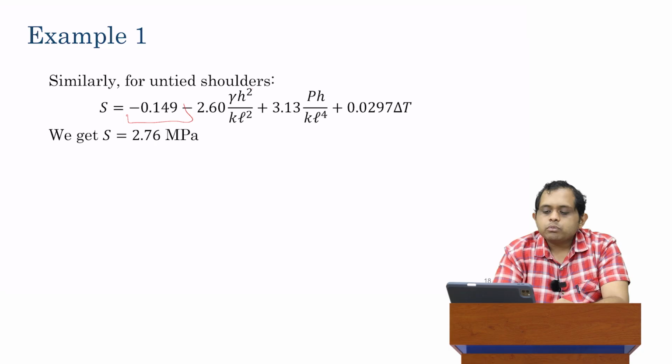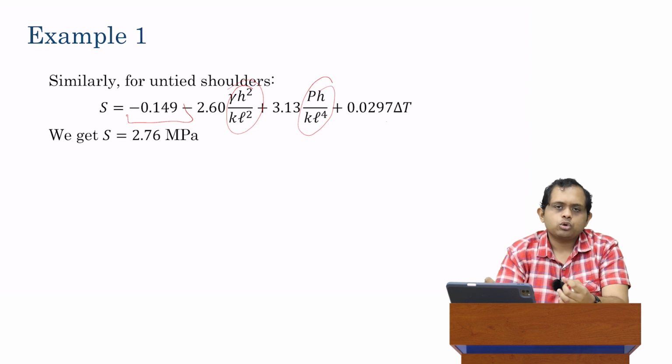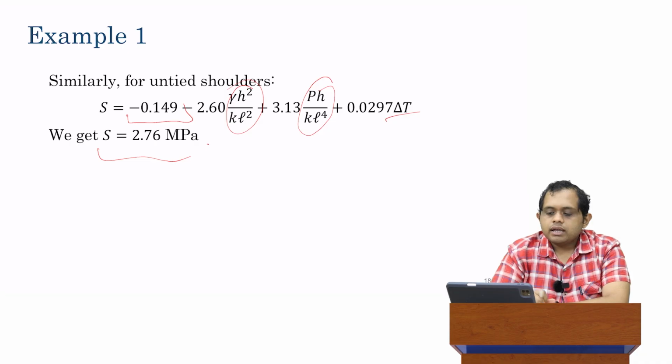Here again, the inputs are pretty familiar. Gamma h squared over k l squared, we've already seen how to do this. p h over k l to the power 4, again I showed how to plug them in, so be very cognizant of the units. I'm not going to repeat it again. Delta T is the previous value, 16.8. With that, you get a value of 2.76 megapascals.